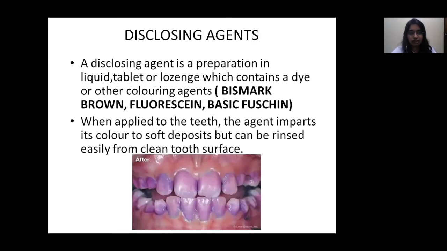The next one is disclosing agents. A disclosing agent is a preparation which comes in liquid, tablet, or lozenge form, and they contain a special dye or other coloring agents. The most common dyes are bismuth brown, fluorescein, and basic fuchsin. When these disclosing agents are applied to the teeth, the agent imparts its color to soft deposits, but can be rinsed easily from the clean tooth surface.